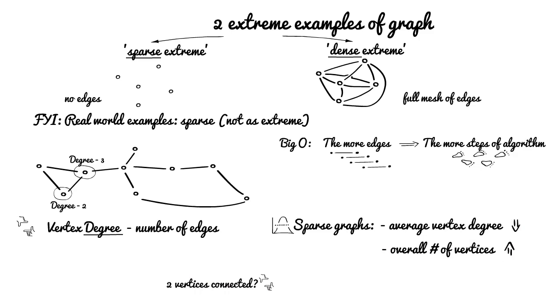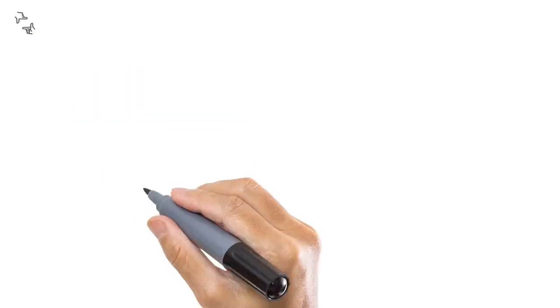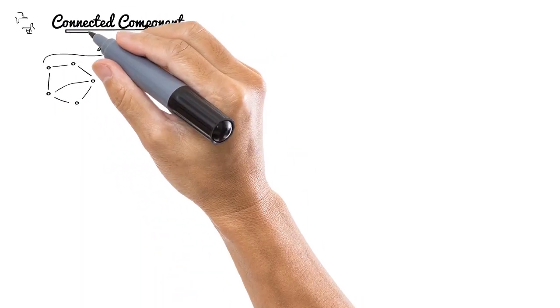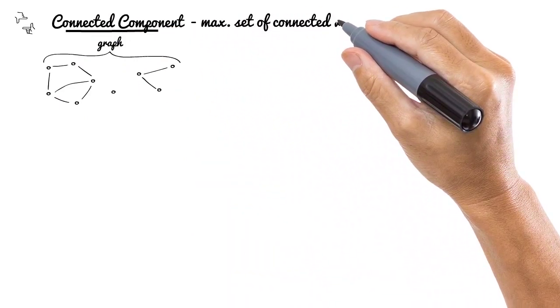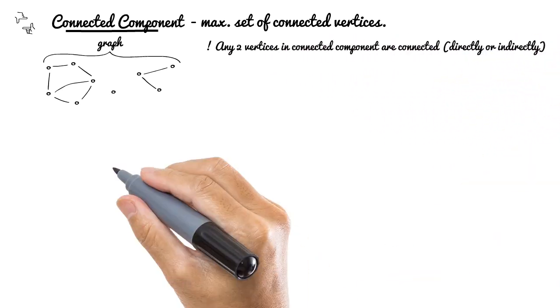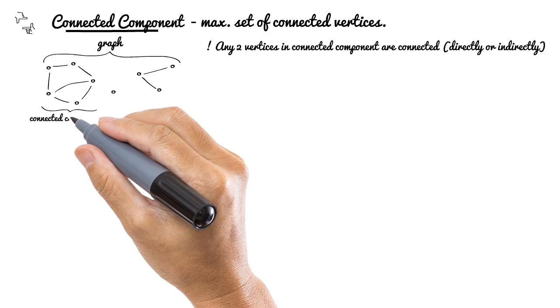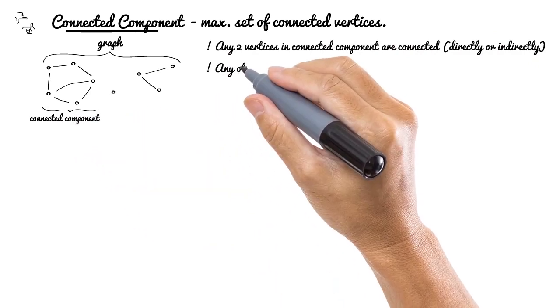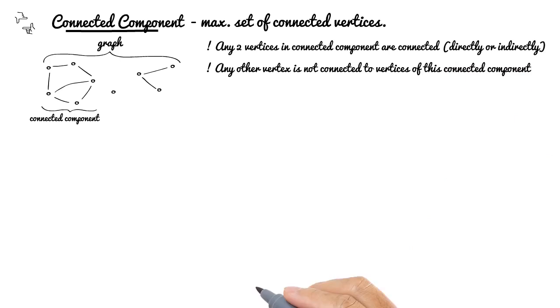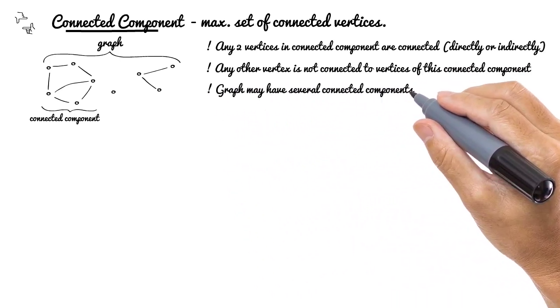If graph is sparse, not only average vertices degree will be small, but as well not all vertices may be even connected. Therefore, another consequent and useful term here is connected component. Connected component is a maximal set of connected vertices. To clarify, that means any two vertices in connected component are connected, having direct or indirect path between them. Any other vertex in the graph which does not belong to particular connected component is not connected to vertices of this connected component. That consequently means that graph may have more than one connected component.